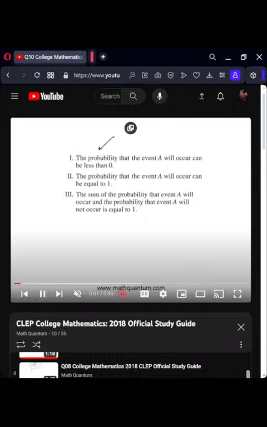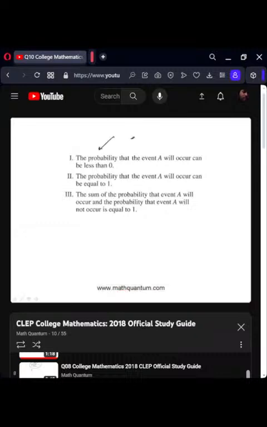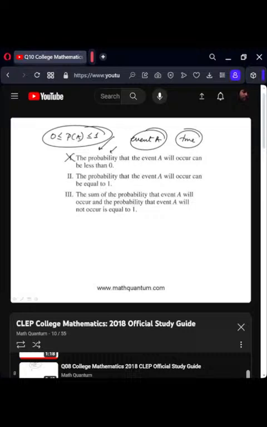So here we have to find which of the following statements about an event A are true. Start with the first one: the probability that the event A will occur can be less than 0. No, the probability of that event has to be greater than or equal to 0 and less than or equal to 1, so that one is out.